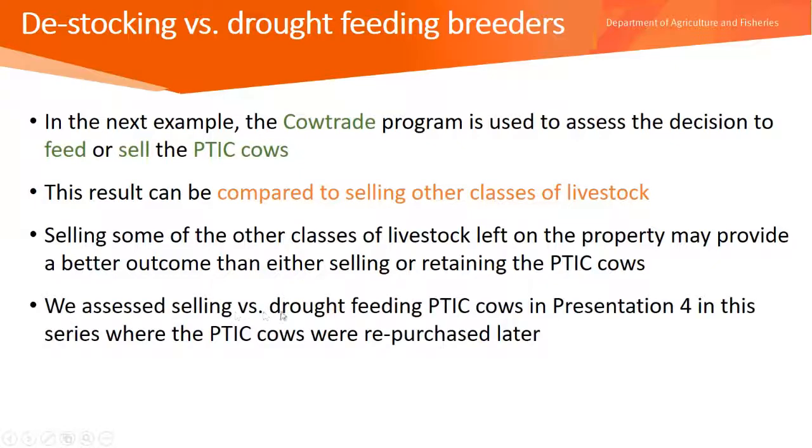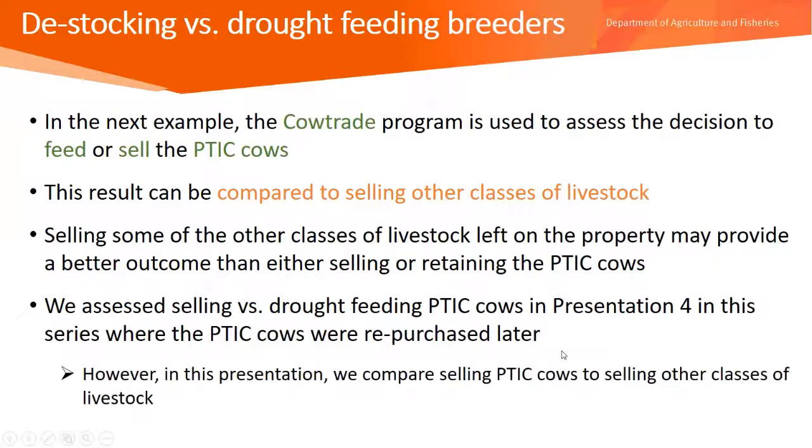We assess selling versus drought feeding in presentation 4. This is different. There, the cows were repurchased later, and we were all about maintaining the numbers on the cattle property over time. We weren't worried about the choices. This time, we're going to sell these cattle, we're going to assess the best ones to sell to reduce our grazing pressure, and then when the drought breaks, we're going to worry about what we do then. So it's a short-term analysis.